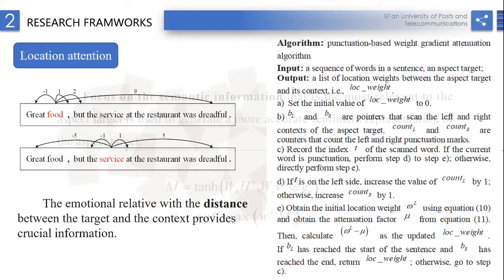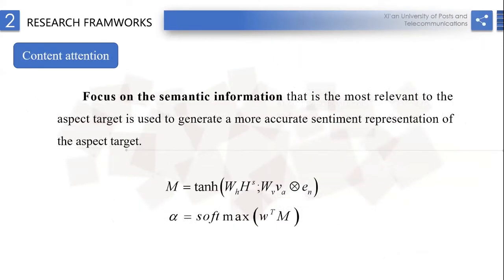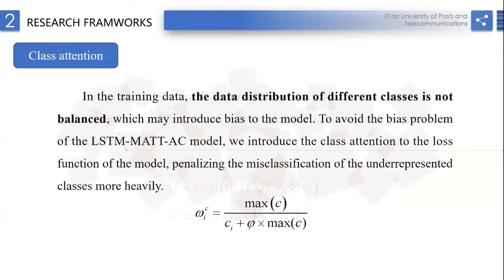The content attention is responsible for considering the semantic information related to the aspect target in a comment. The calculation formula is as follows. The class attention is introduced to overcome the classification model data variance caused by an imbalance in the training data. In addition, a smoothing factor phi is introduced to smooth the weights, which may lead to very high class attention weights.